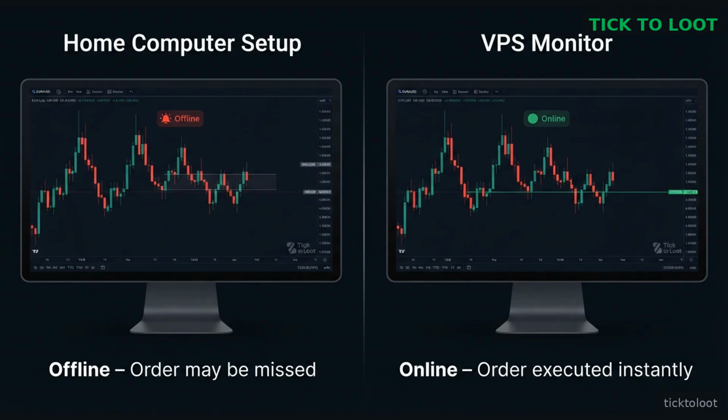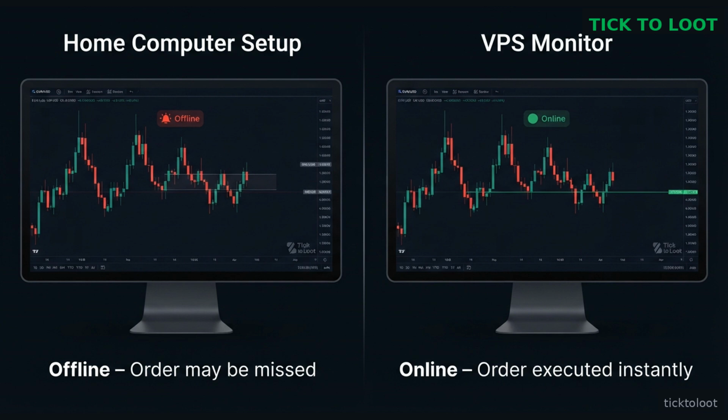Because a VPS lives in a data center with a dedicated, high-speed internet connection, it stays online 24/7, even when your own device is turned off or your home internet goes out. The EA running on the VPS continues to listen to the market, and as soon as the price reaches your stop-loss level, it sends the order to the broker within milliseconds.